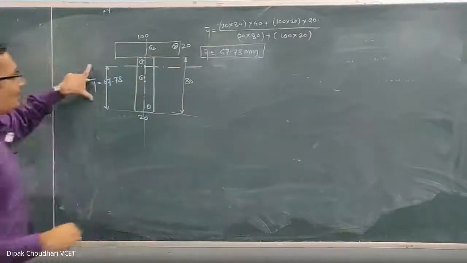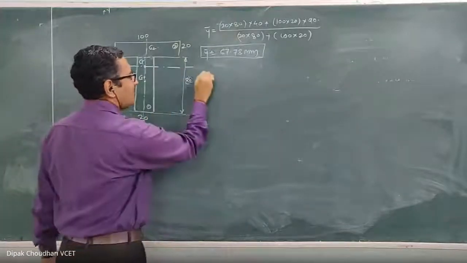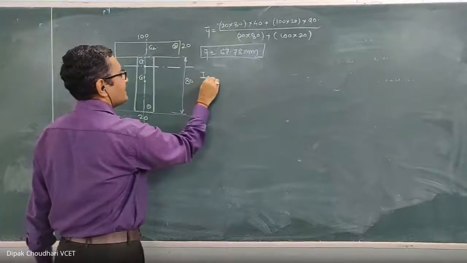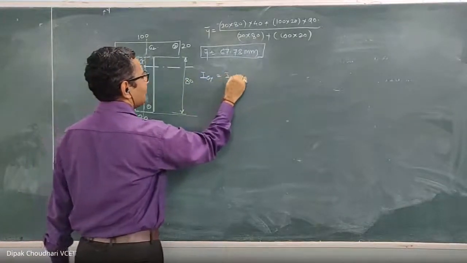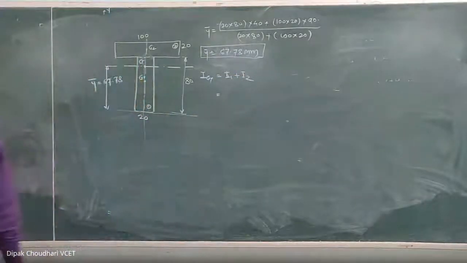Now we have to calculate the moment of inertia about this centroidal axis. Just listen to me carefully. I am writing it directly here. The moment of inertia about the centroidal x-axis, Igx, is equal to I1 plus I2, because here I have divided the figure into only two parts.